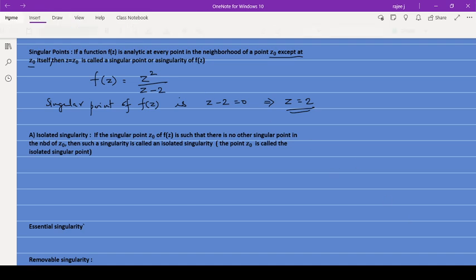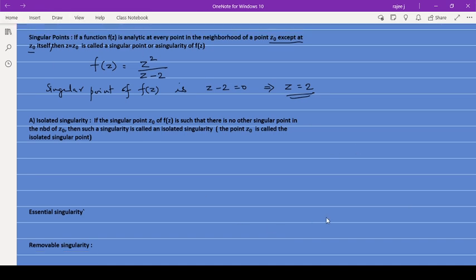Okay, then we have another 2-3 terms. Isolated singularity. Isolated singularity means it is a singular point of f of z such that there is no other singular point in the neighborhood of z0. NBD is a short form for neighborhood. Neighborhood means, suppose you have a point 1 here, the neighborhood means the region around that point. That is the neighborhood. Okay. So there is no other singular point in the neighborhood of z0.